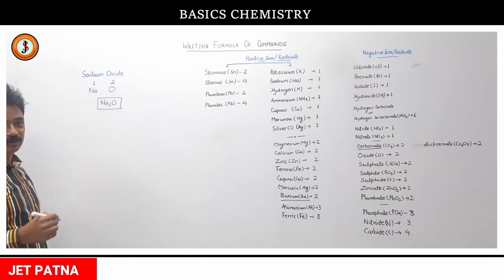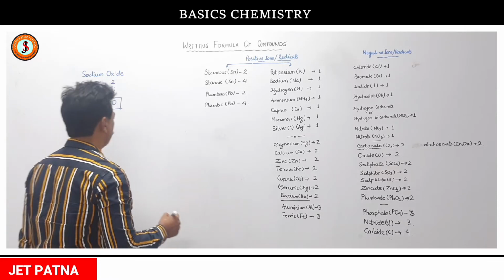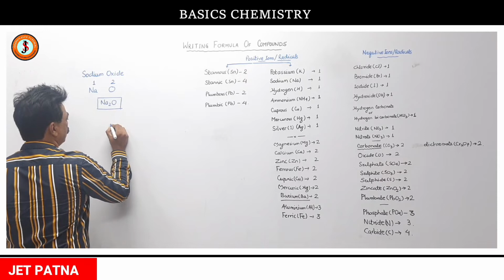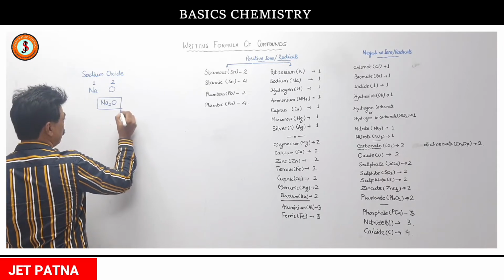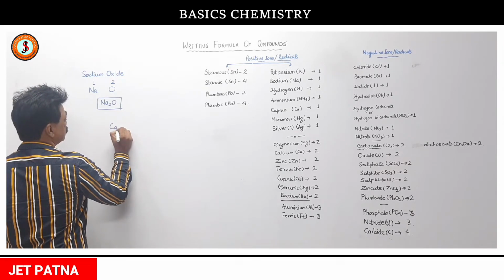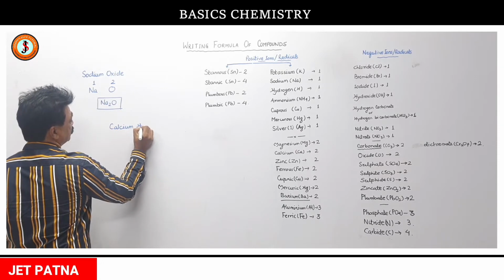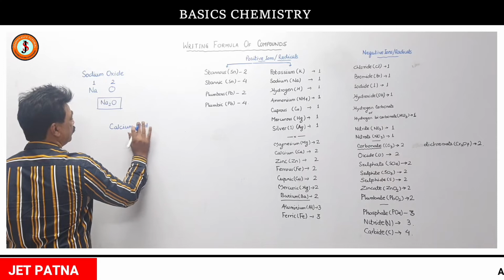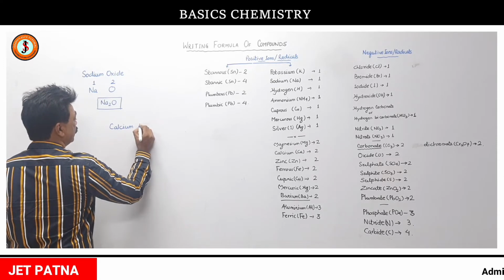So children, now let us go ahead with say for example, we have to write, next question comes is calcium hydroxide. Suppose we write this, or we write calcium carbonate.